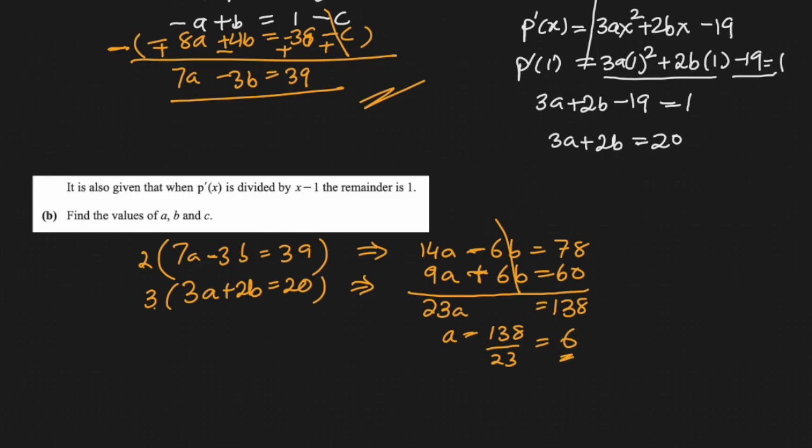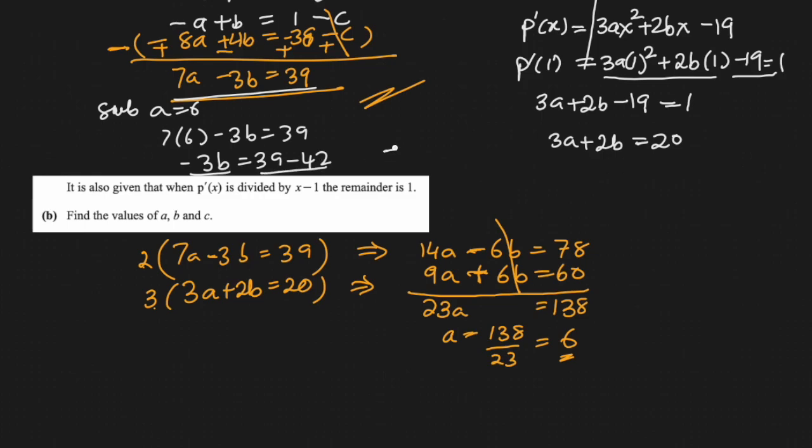And now we can find b. We can use, let's say, this equation to get b. Substitute a equal to 6 in this: 7 times 6 minus 3b equal to 39. 7 times 6 is 42. So minus 3b equal to 39 minus 42. That gives me minus 3b equal to minus 3, so b is minus 3 over minus 3, which is 1. So b comes out to be 1.